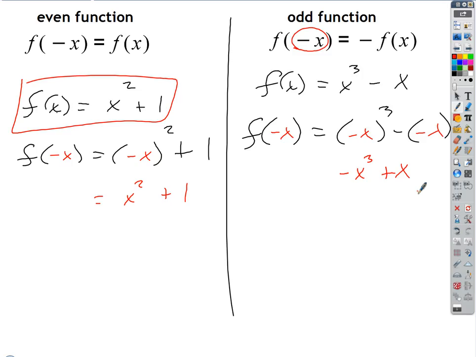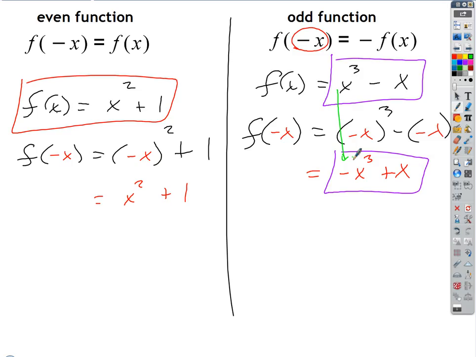Okay, now I want you to look at this result. Compare this to this. How are they different? Okay, they're opposites, aren't they? Because look, this one started off being positive and ended up being negative, the first term. The second term started off being negative and ended up being positive.